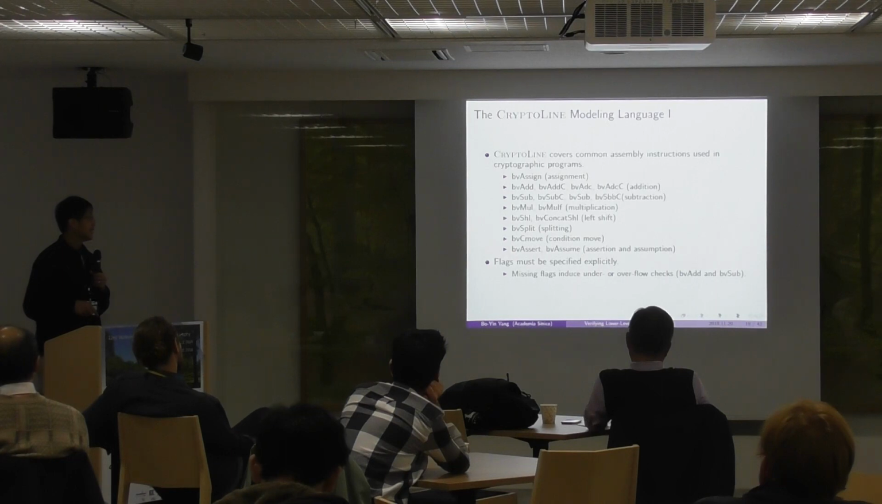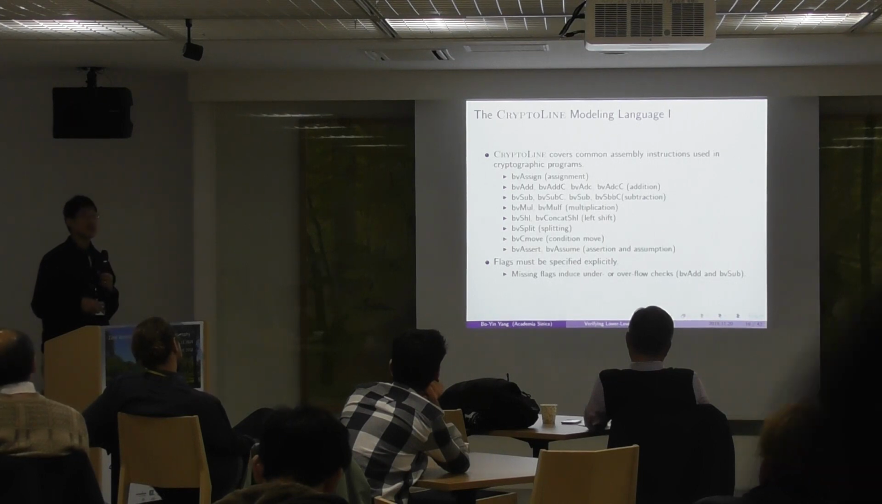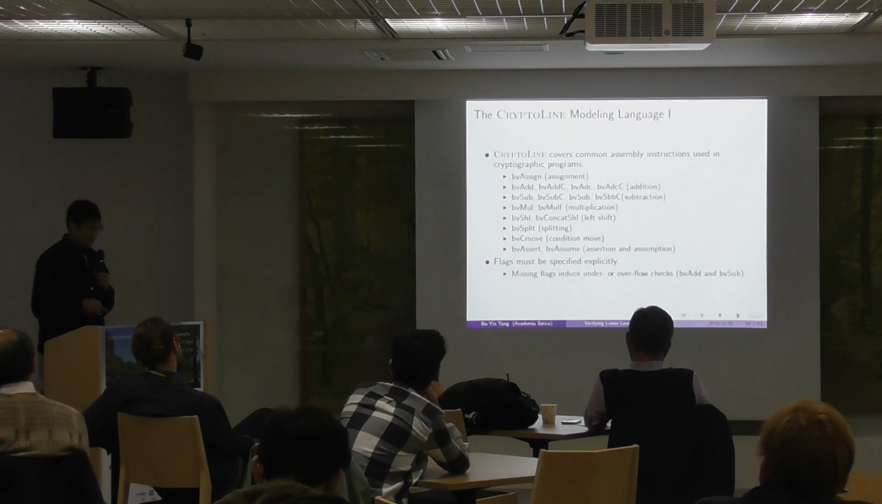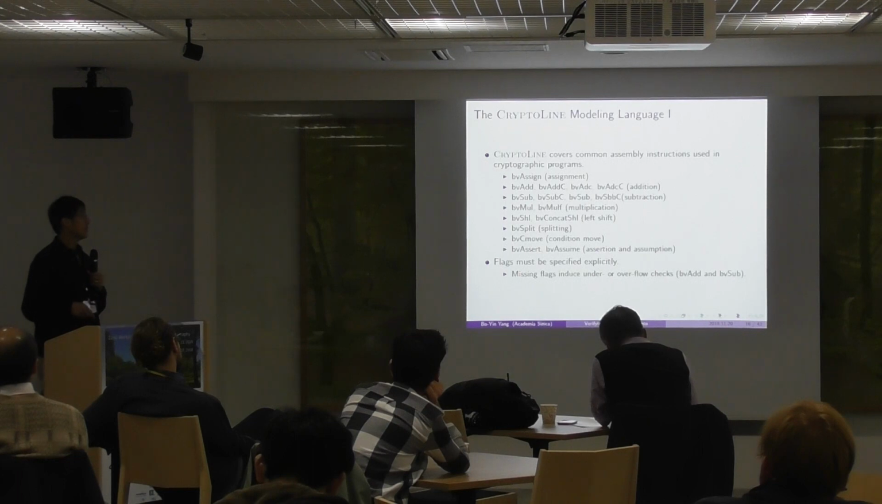There's a conditional move, which is important in modern day cryptographic software because we need constant time behavior. And then there is an assert and assume, which enables us to capture things that we know from the cryptographic software. And here, we need to specify each flag explicitly. So missing flags induce under or overflow checks in BB add and BB sub. So this is our little modeling language.